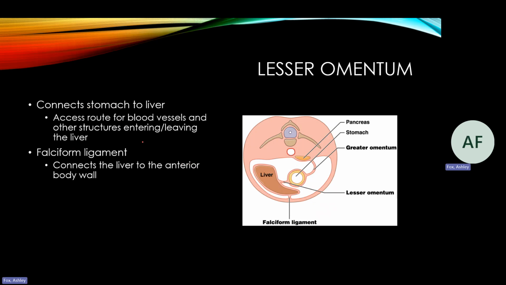Lastly, we had a greater omentum and we're going to have a lesser omentum. So this is going to be a little bit smaller. You can see the greater omentum is going to be right here coming off the greater curvature. And then we're going to have the lesser omentum here. The lesser omentum is between the stomach and the liver.